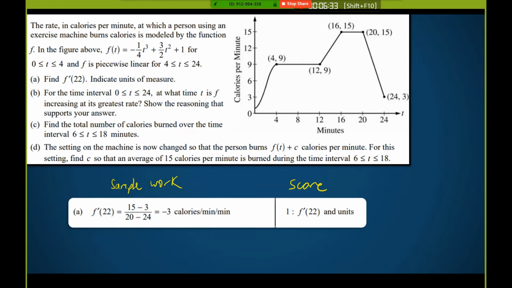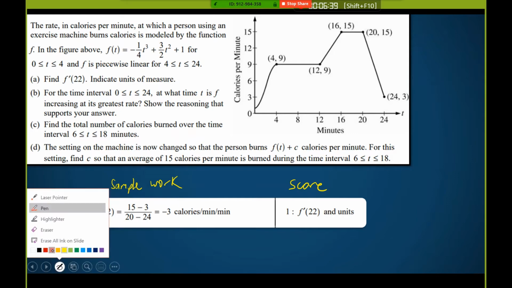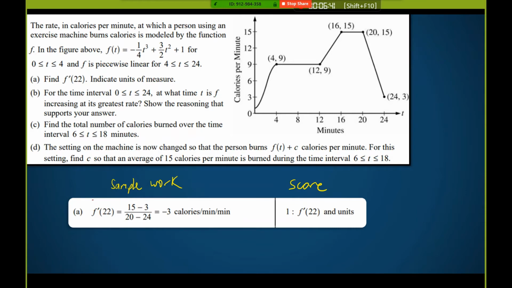So you've got 1 point for setting up f prime at 22. So they're not looking at your answer, they're looking at your setup. F prime at 22 is an average slope. And in order to get that point, you must have units. Calories per minute, or calories per minute squared.